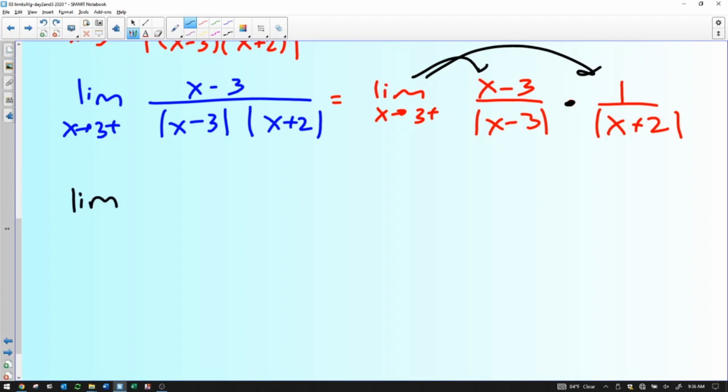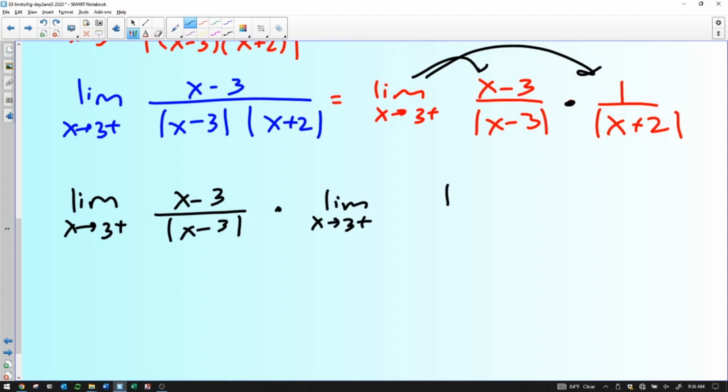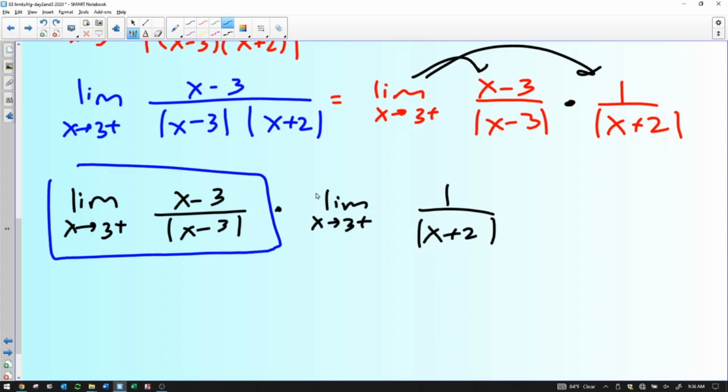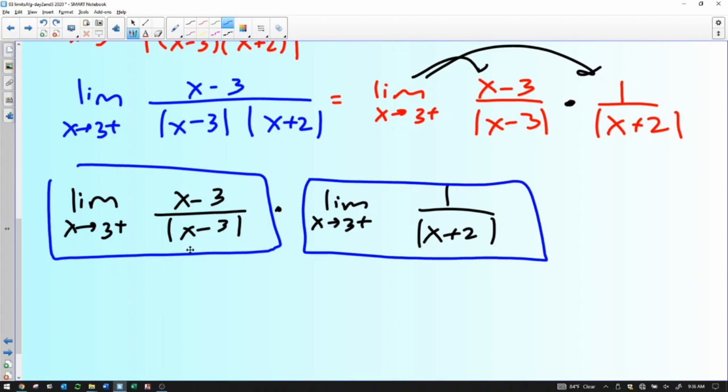So this is the same as the limit as x approaches 3 from the right of x minus 3 over the absolute value of x minus 3, times the limit as x approaches 3 from the right of 1 over the absolute value of x plus 2. If I found this limit, and I found this limit, and I multiplied them together, then I can get the answer. What is the answer to this left limit? Is it 1? What is the answer to this right limit? Are you guys seeing 1 over 5? So do you see that this final answer is 1 over 5? You guys see how that works?